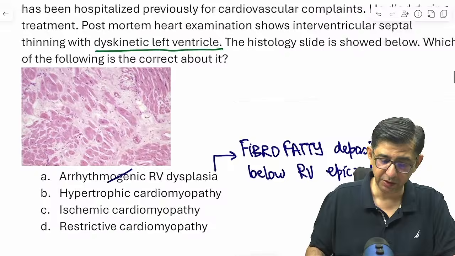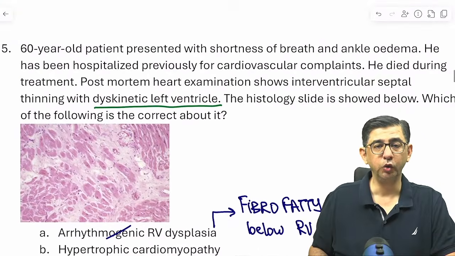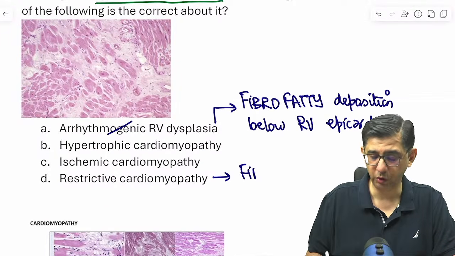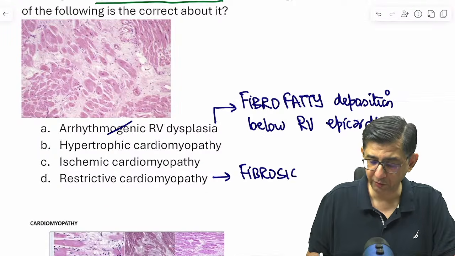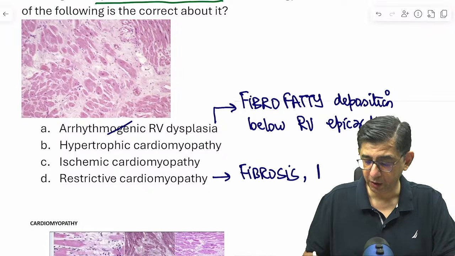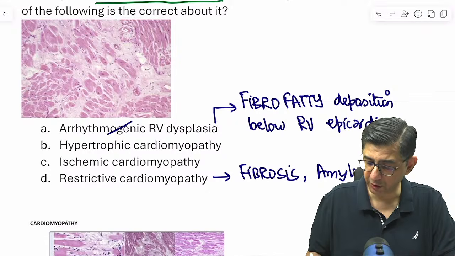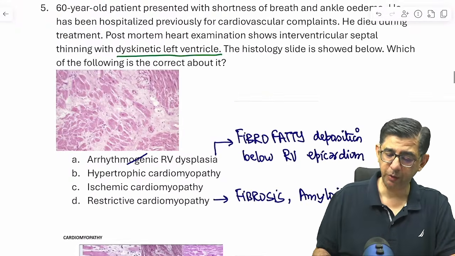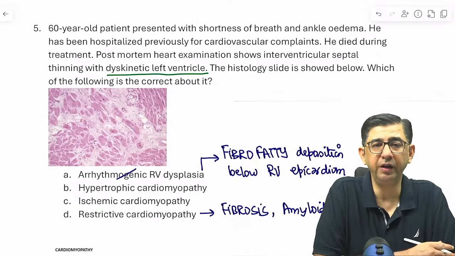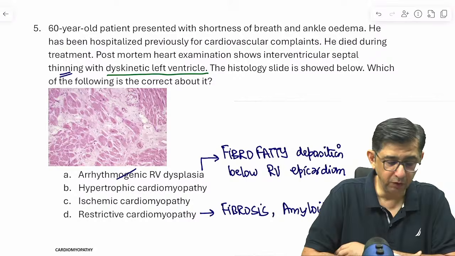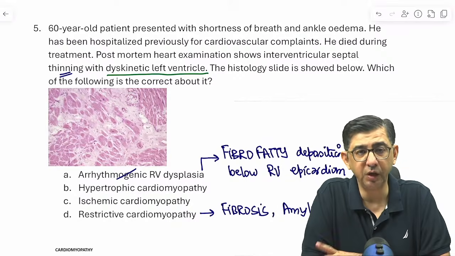A lot of people said restrictive cardiomyopathy. But in restrictive cardiomyopathy, fibrosis is again present, and the usual cause for that is amyloidosis. Amyloid would look dark pink on a slide. You tell me yourself: if you are saying restrictive, will restrictive cardiomyopathy result in a dyskinetic left ventricle with thinning of the muscle? With thinning of the muscle, no, it's a normal thickness of the heart.